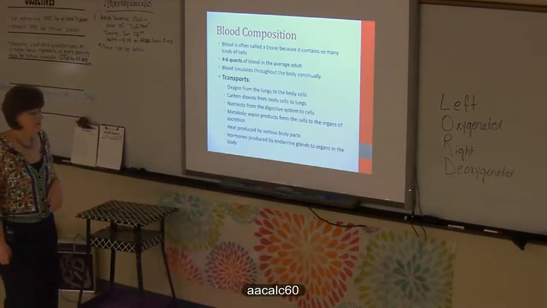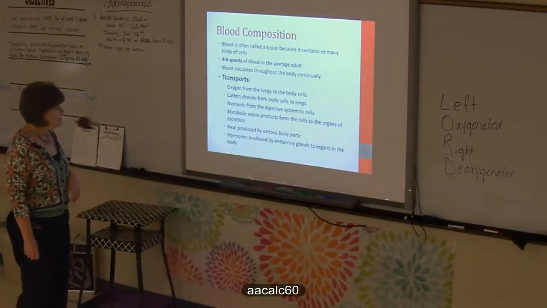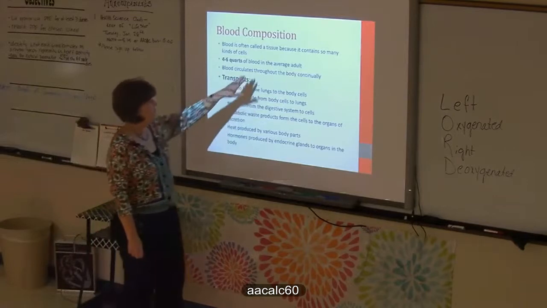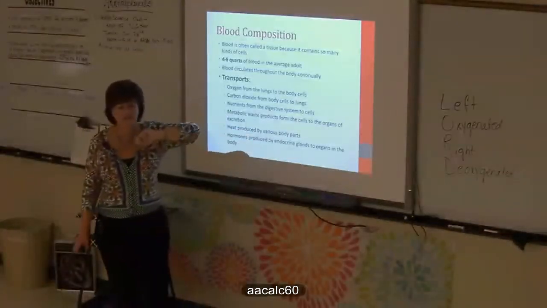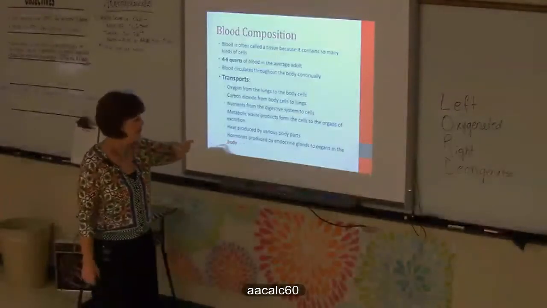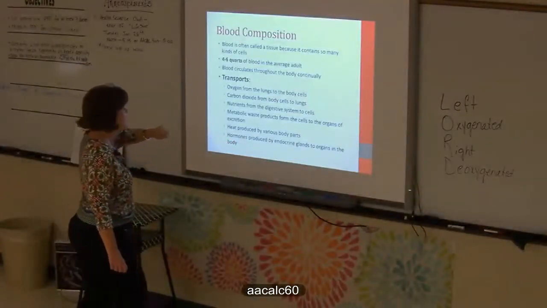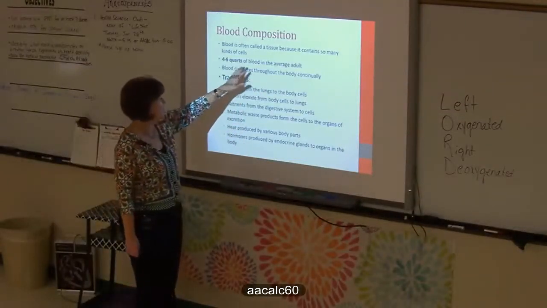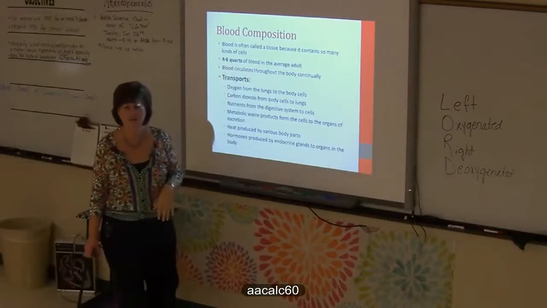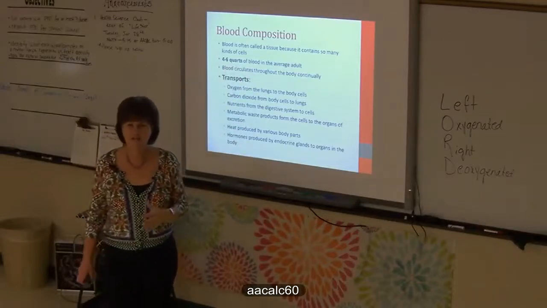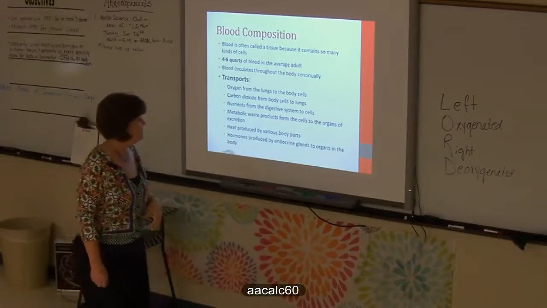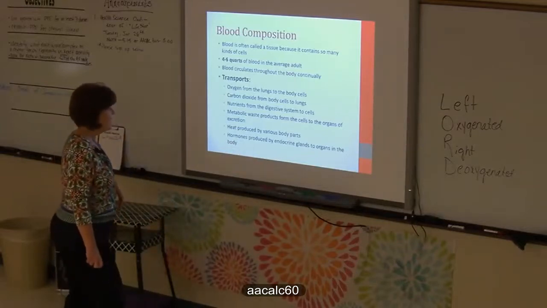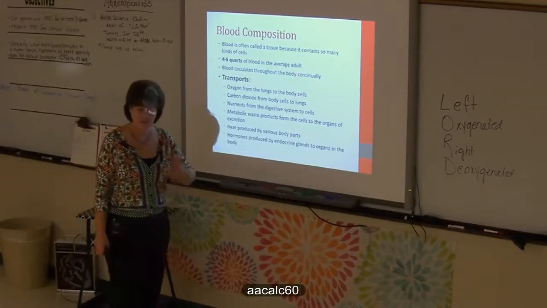All right, let's talk about blood. Blood is often called a tissue, the liquid tissue, because it has so many different kinds of cells in it. It's not a single thing. It's a huge mixture of things. The average adult has about 4 to 6 quarts of blood. So 1 gallon to 1.5 gallons. If you can think about that, 1 gallon of milk to 1.5 gallons of milk. And it circulates continuously through the body.